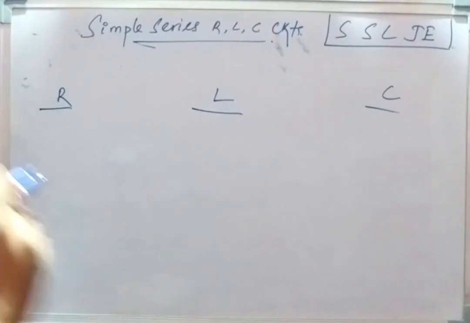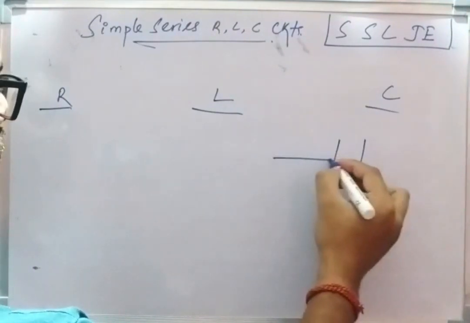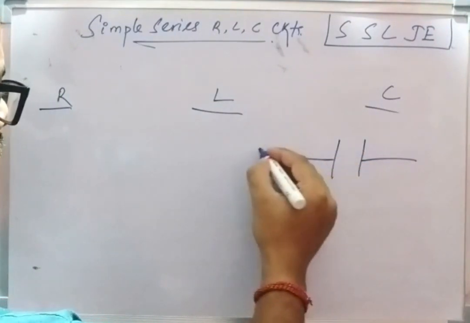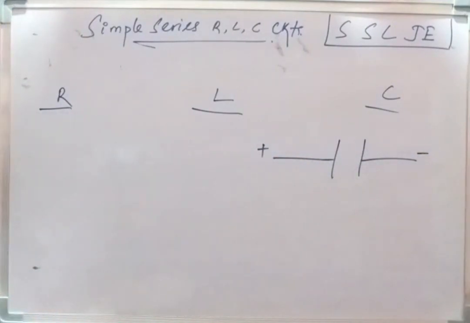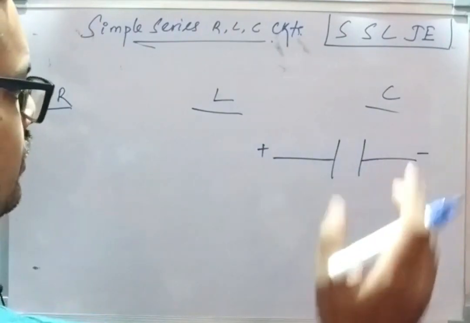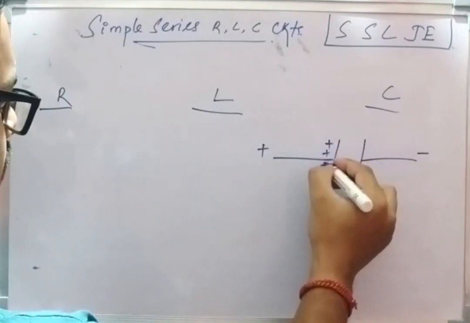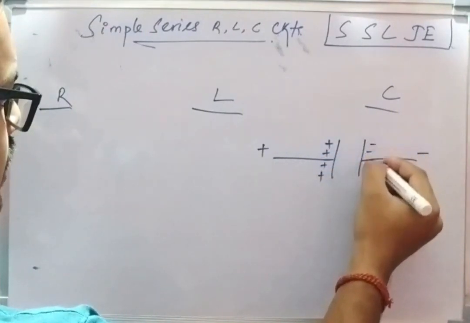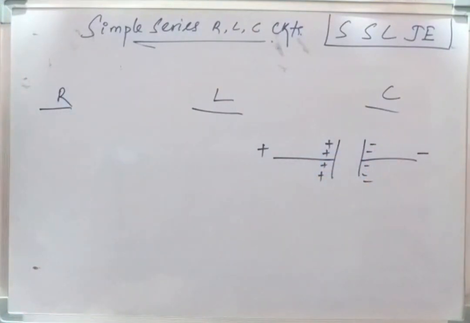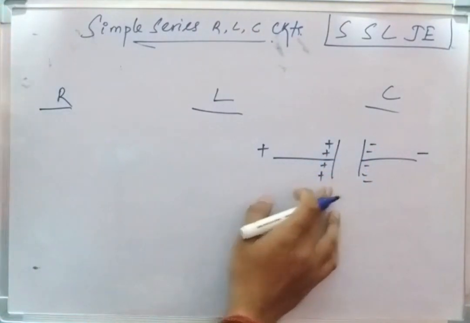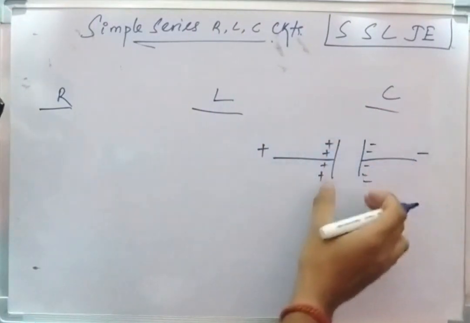And what about capacitance? In capacitance, the basic structure is like this. There are two plates. One is connected to the positive terminal of the potential difference, and another plate is connected to the negative terminal. So this plate will be charged positively and this will be charged negatively. So there will be an EMF created between these two plates.